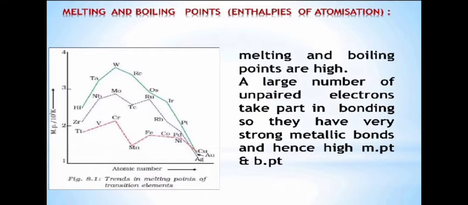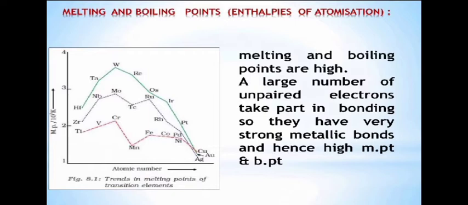That means starting from titanium to chromium, the chromium has highest melting point, manganese has lower melting point than that of chromium, and the zinc last member has the lowest melting point. Similar trend is seen in second transition series and in third transition series. You can see here the third transition series, when atomic number increases from hafnium to tungsten, the melting point increases, the boiling point increases, but after tungsten it again decreases.